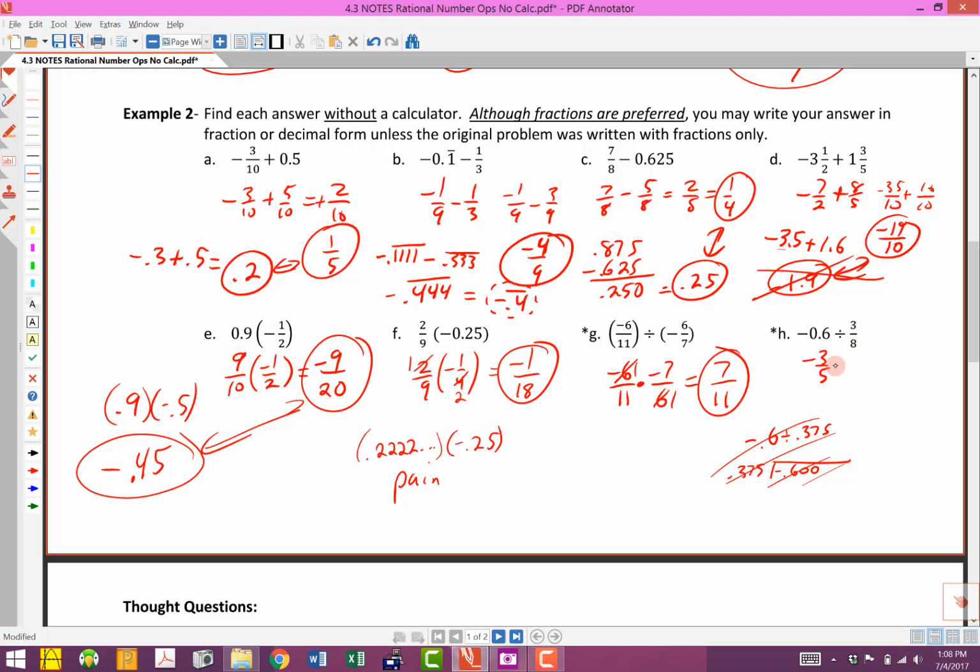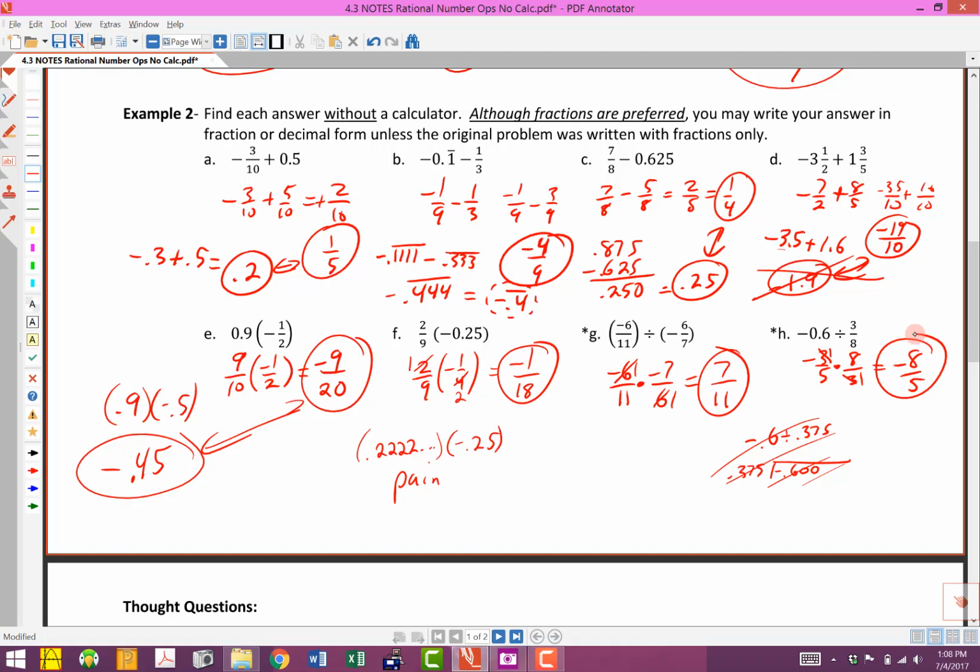We're going to flip this over and we're going to multiply, so this is going to put an 8 on the top and a 3 on the bottom. Again, we look for cross canceling. We can't cross cancel anything with a 5 and the 8, but I can cross cancel the 3's. That goes in once and that goes in once. So I have a negative 8 on the top and I have a 5 on the bottom. And that's the answer. Much, much quicker.